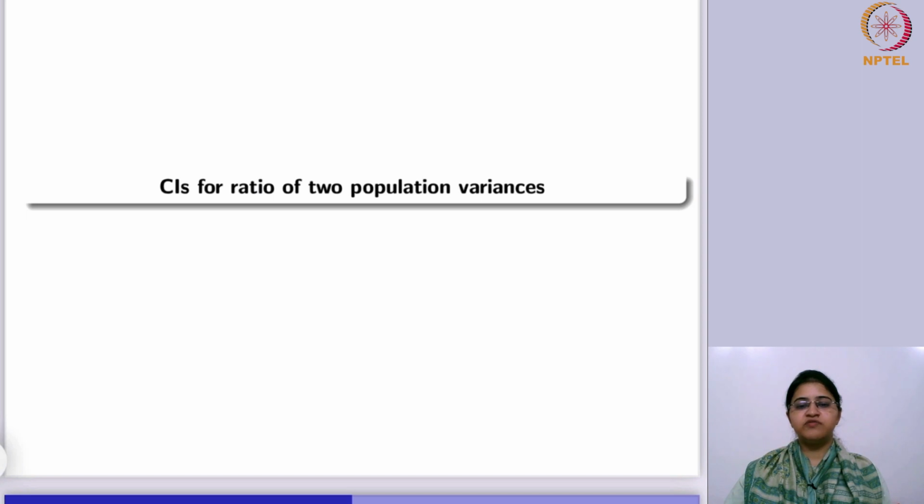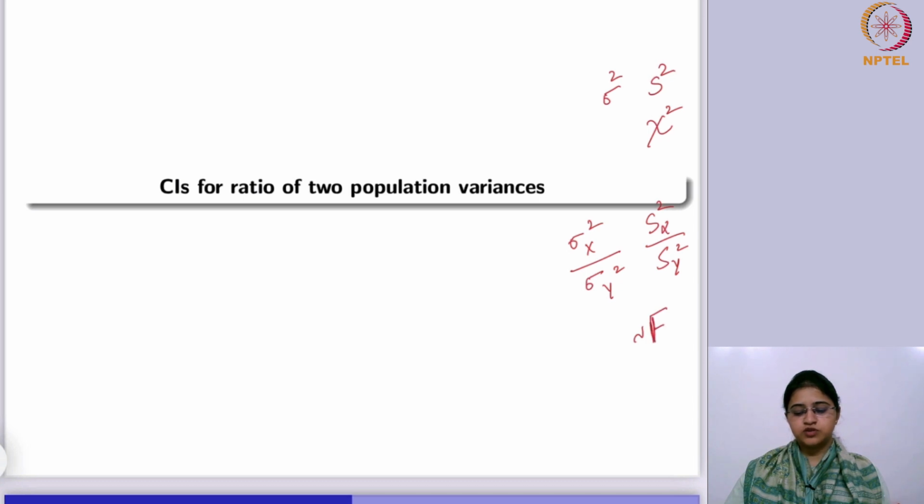Now you can look at the confidence interval for the ratio of two population variances. We know that when you have a single population variance, then you will have the sample variance, and in that case the distribution involved would be chi-square. And if you have two such variances, sigma x square over sigma y square, again you will have sx square over sy square, and the distribution in this case, because both would be chi-square divided by their respective degrees of freedom, would eventually follow the F distribution.